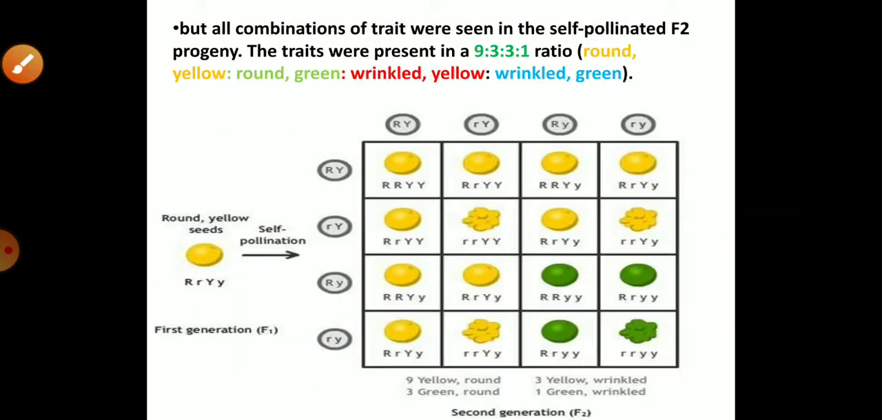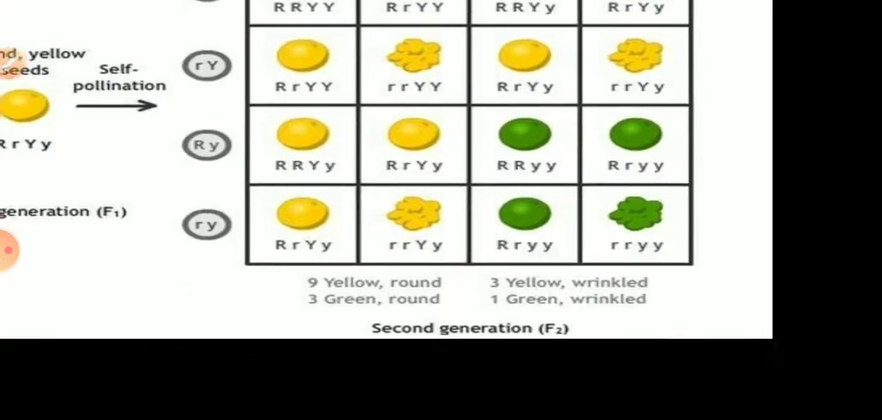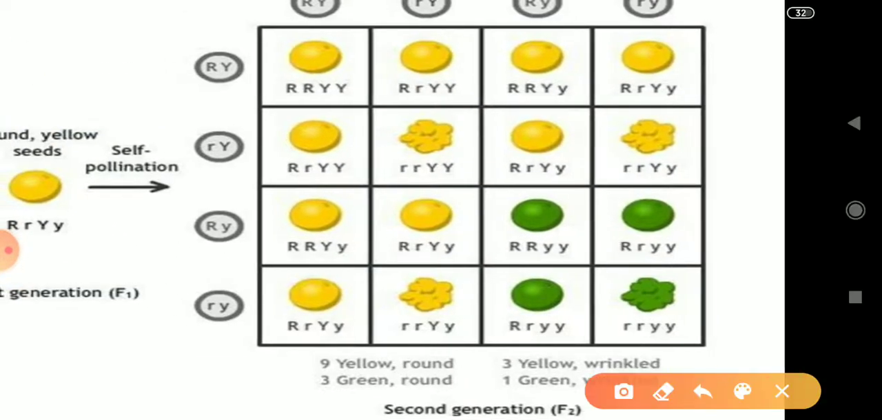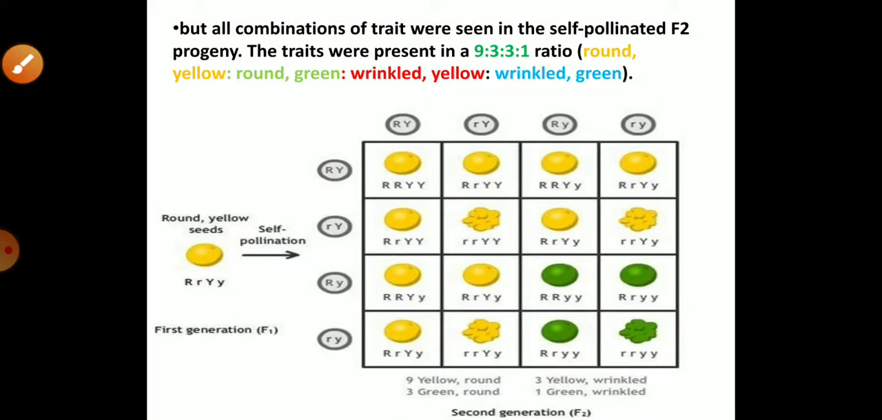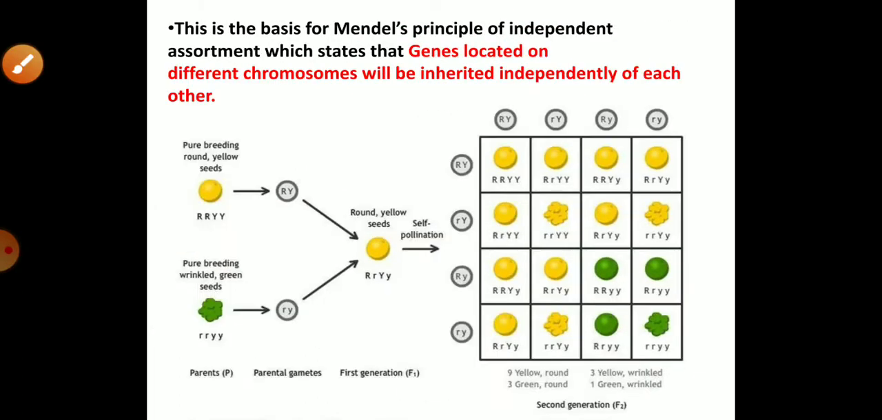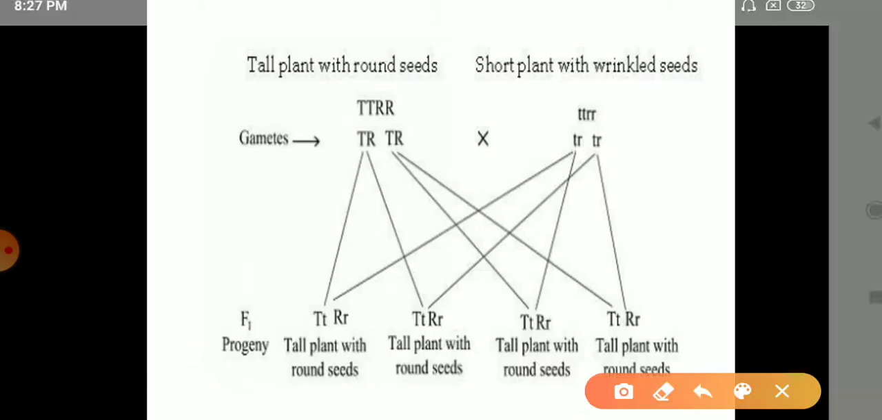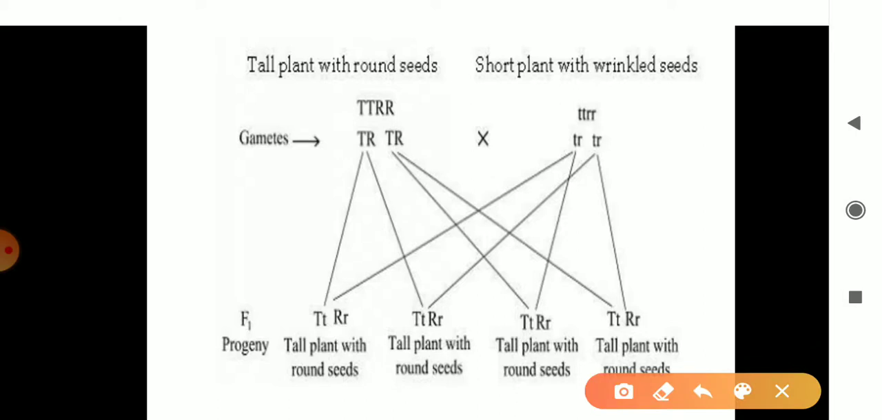And if the F1 progeny is allowed to self-breed, we get round and yellow, wrinkled and yellow, round and green, and wrinkled and green, in the ratio of 9:3:3:1. This ratio is what is called the dihybrid ratio. There's another example that can be taken. In this example we take two other characters: one is the height of the plant, another is the shape of the seed.